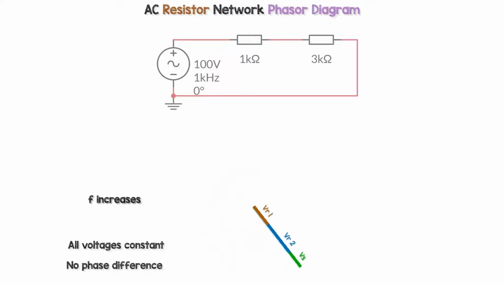The phasor spins anti-clockwise and we can see all the values remain the same no matter what the frequency is, and there's no phase difference ever.